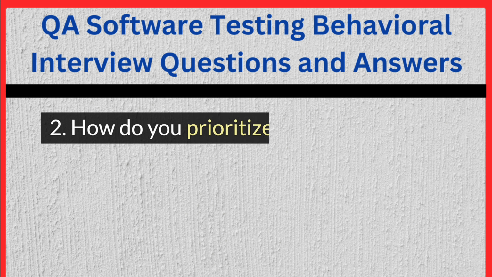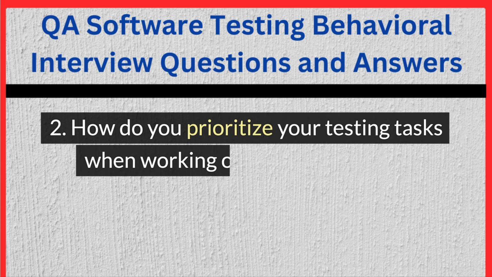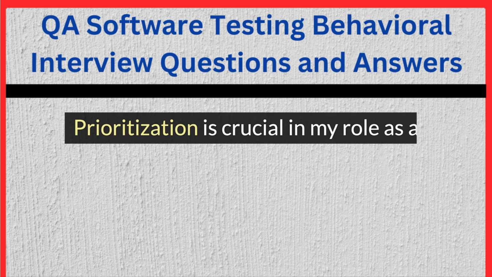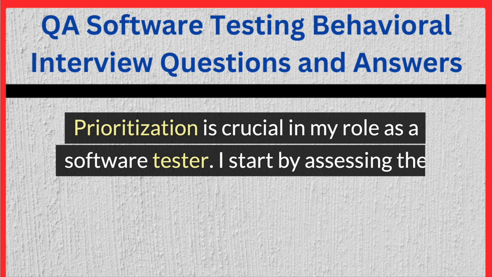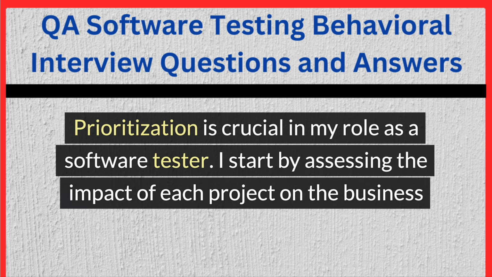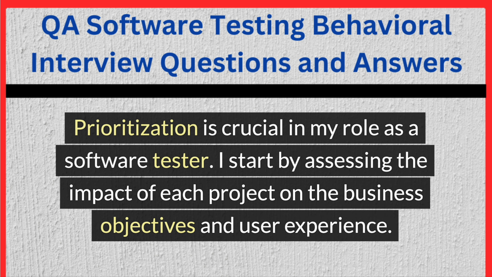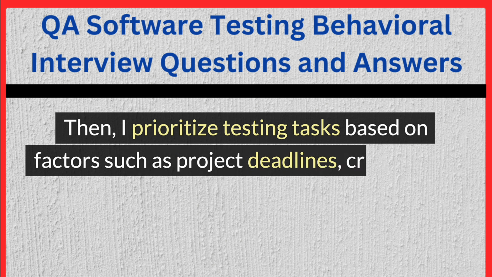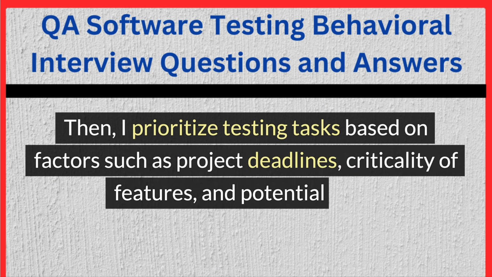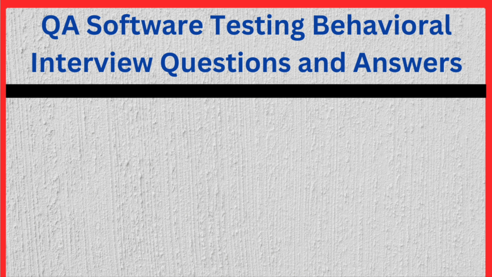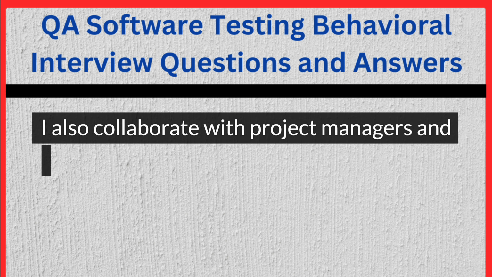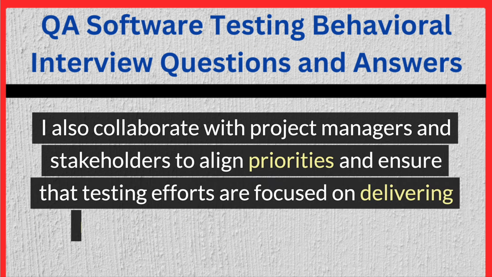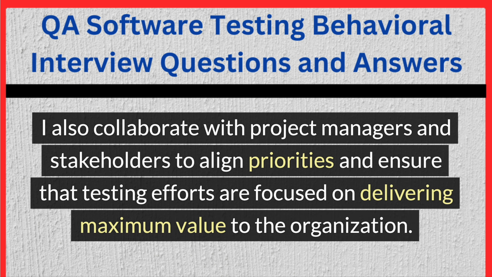2. How do you prioritize your testing tasks when working on multiple projects simultaneously? Prioritization is crucial in my role as a software tester. I start by assessing the impact of each project on the business objectives and user experience. Then, I prioritize testing tasks based on factors such as project deadlines, criticality of features, and potential risks. I also collaborate with project managers and stakeholders to align priorities and ensure that testing efforts are focused on delivering maximum value to the organization.